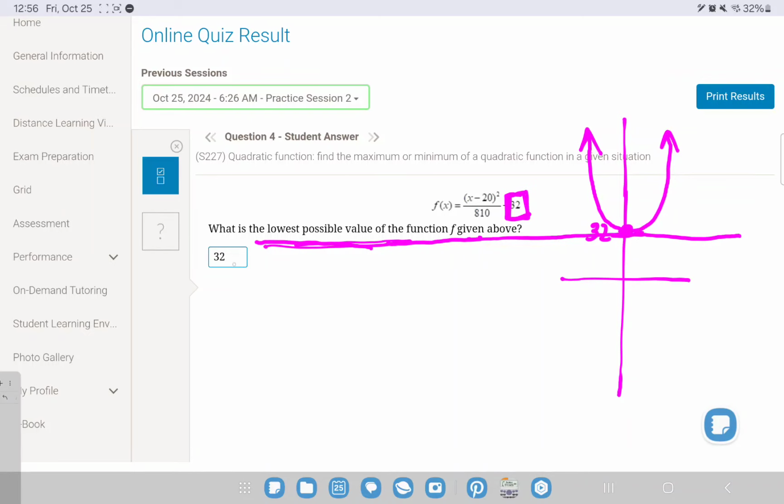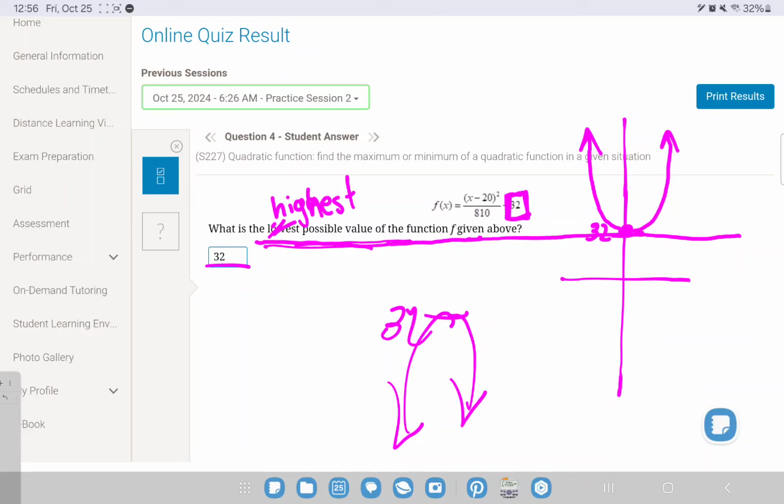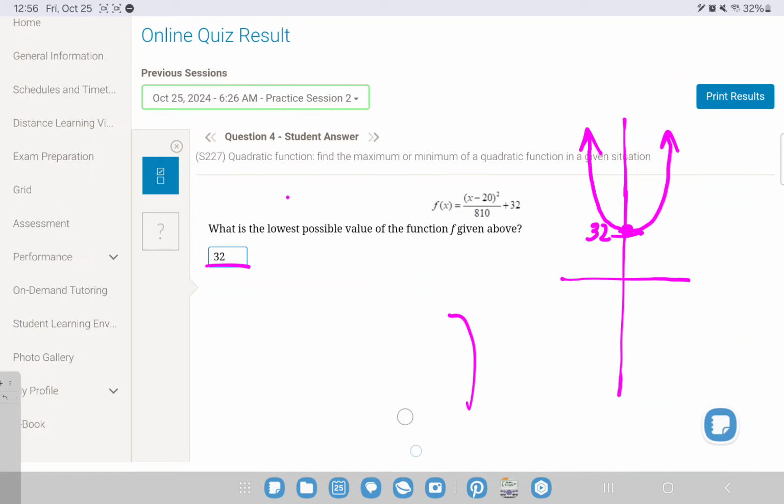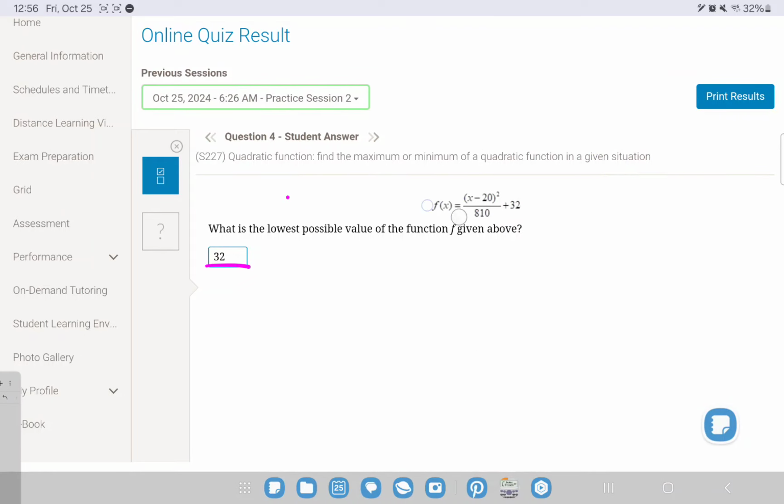Don't even think about it. Just put it in immediately. If it's opening downwards, they're going to ask you highest. If they ask you highest and it's opening downwards, again, this is going to be 32. You put it. But be careful what they're asking for, okay? So it's really easy. And that is it. Just copy any value you see. Now moving on.